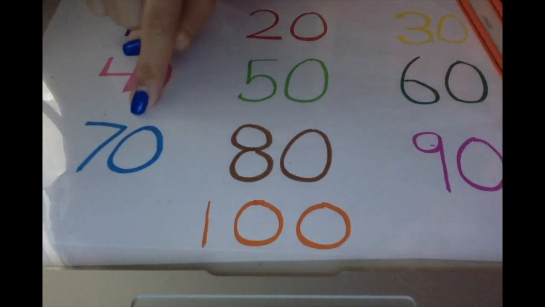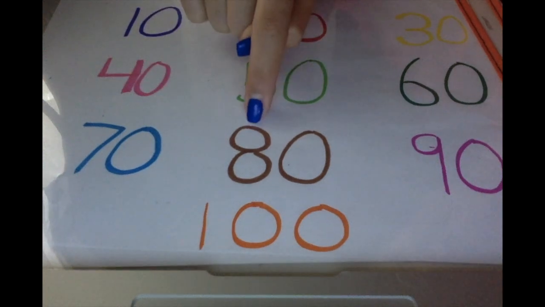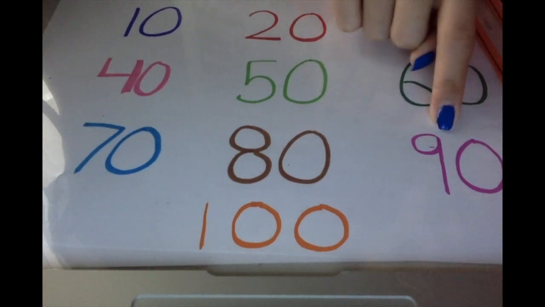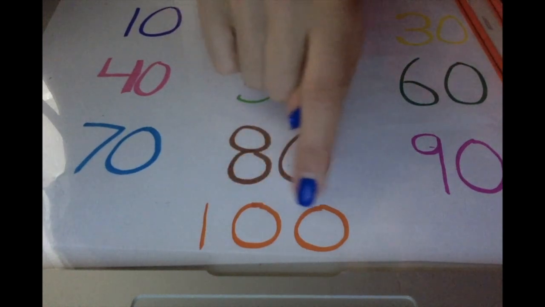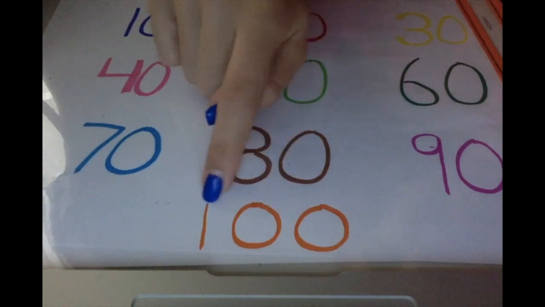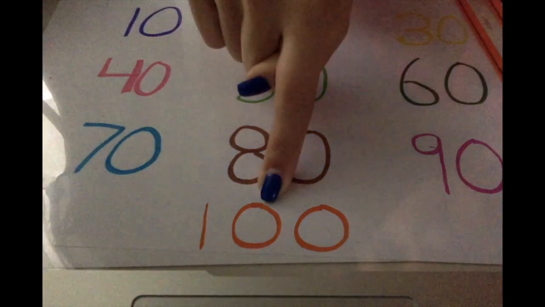6. What about 70? How many groups of tens? 7. What about 80? 8 groups of 10. What about 90? 9 groups of 10. Now this is a little tricky, but 100 has 10 groups of 10. Do you see the 10 here? 1, 0, but we'll learn about that later.